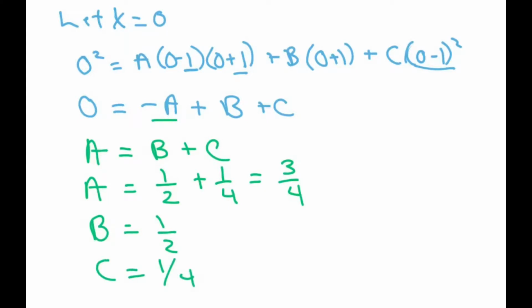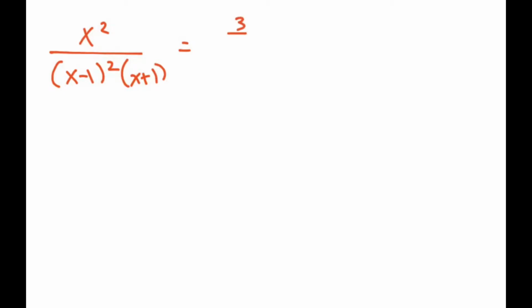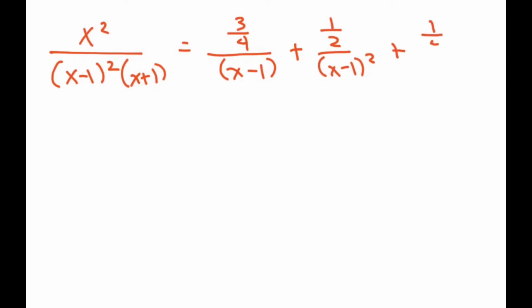So now we just substitute it back into our original equation. So we get x squared divided by x minus 1 squared times x plus 1 equals A, and our A was 3/4, divided by x minus 1, plus B, and our B was 1/2, divided by x minus 1 squared, plus C, and our C was 1/4, divided by x plus 1. And this is your final answer.